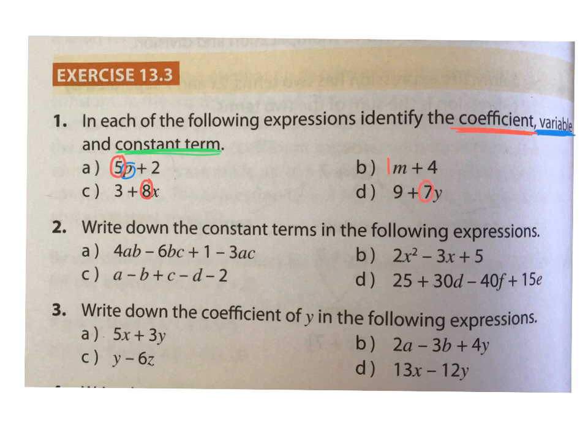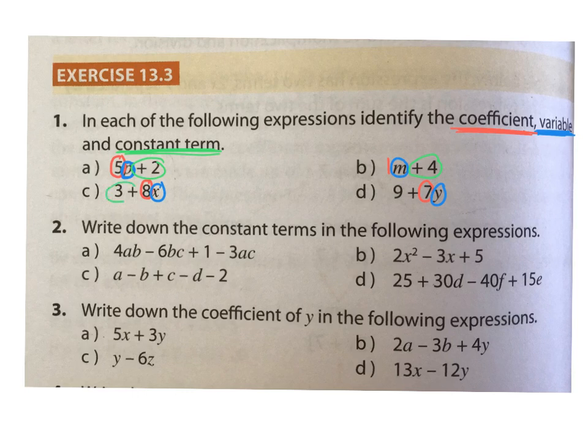Variables will be what I did in blue here. It's the letters B, M, X, Y. Those were easy. And then the constant terms. If the constant term is positive, you don't have to write a plus in front. You can just write the number. But if it's negative, if there's a minus in front, you must please put the minus in. So here you could just say 2 because it's positive 2. You can just say 4 because it's positive 4.